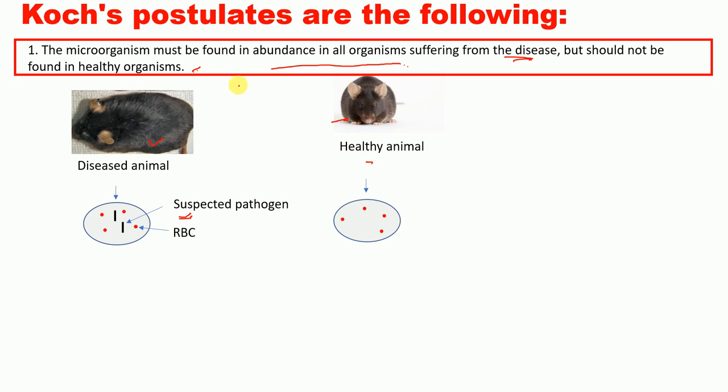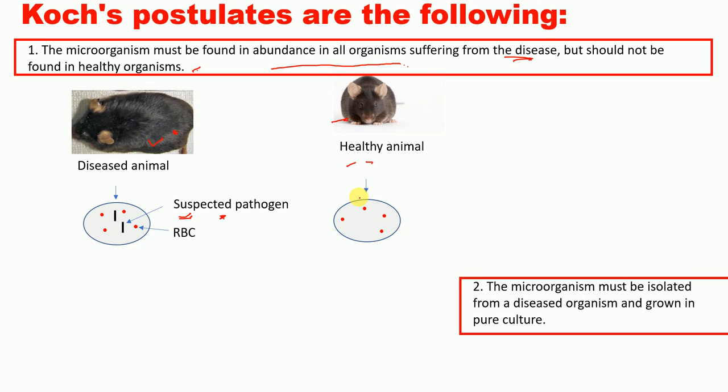So the first point of Koch's postulates is that the microorganism must be found in abundance in all organisms suffering from the disease. This mouse is suffering from the disease, that's why we find the suspected pathogen or microorganism, but this mouse is healthy, that's why we don't find any. So this is the first point of Koch's postulates.